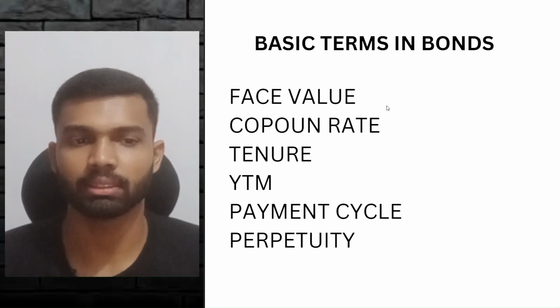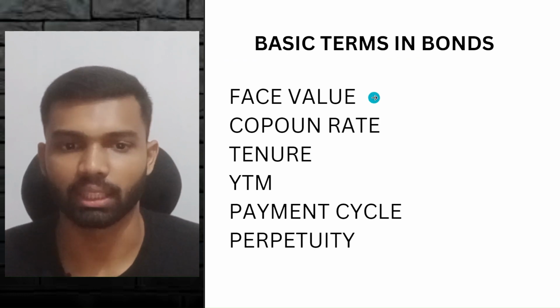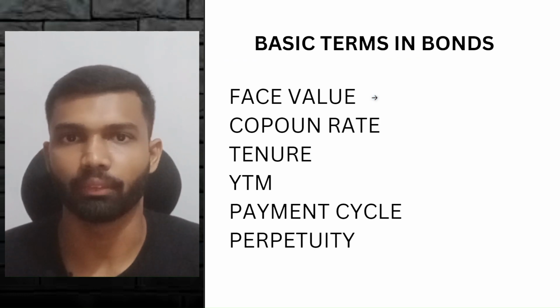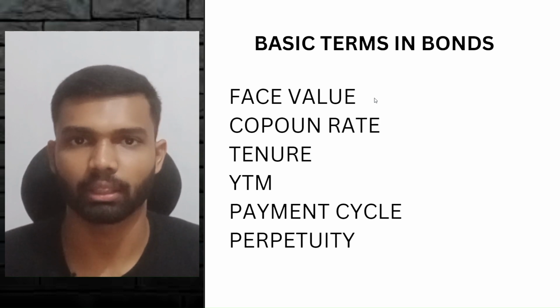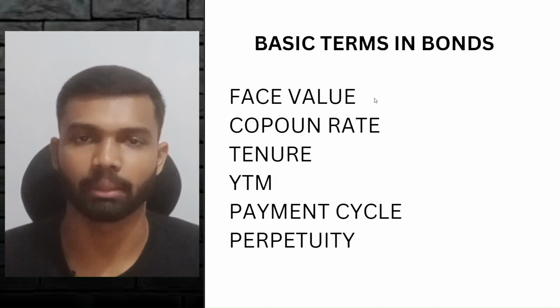Now let us see some basic terms used in bonds. The first one is face value. The face value of the bond is the value which is written on the bond. Let me explain. Let us consider we are opening an FD, and in an FD we can put whatever money we have, but in a bond it is different.